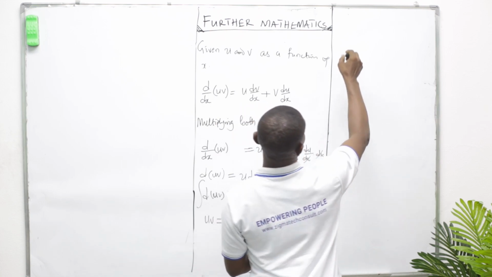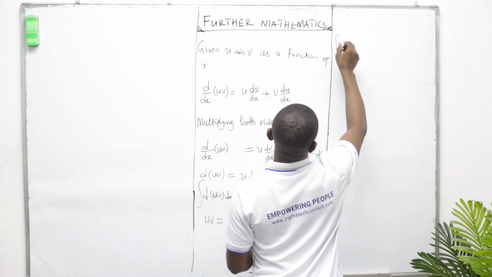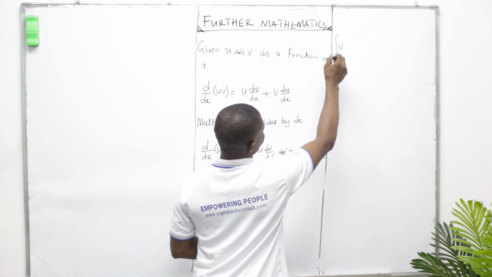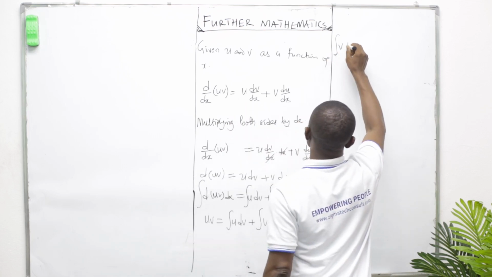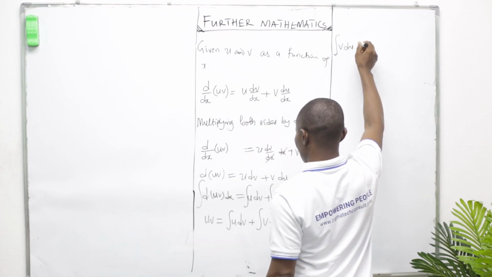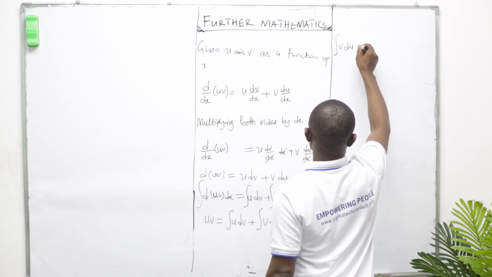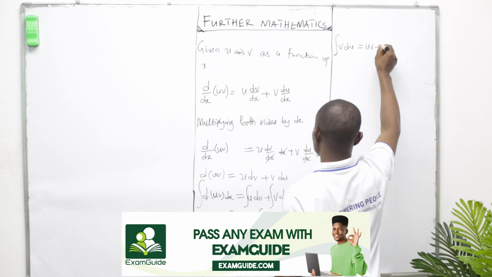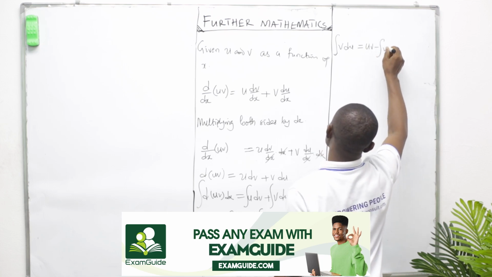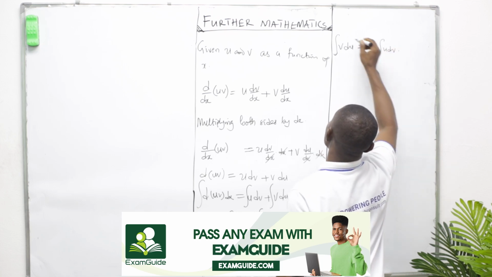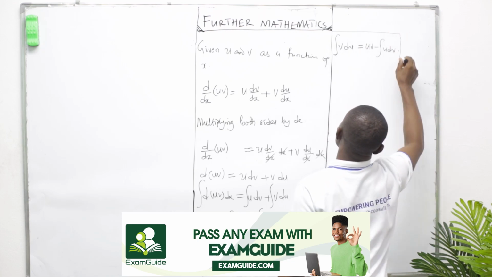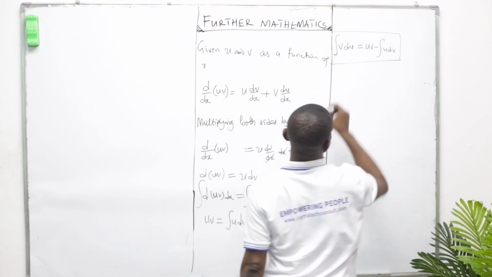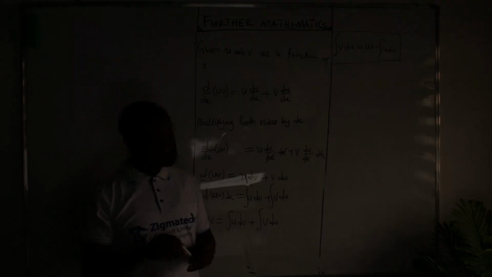Making the integral of v du the subject of the formula will give us uv minus the integral of u dv. This will now serve as the formula for integration by parts.